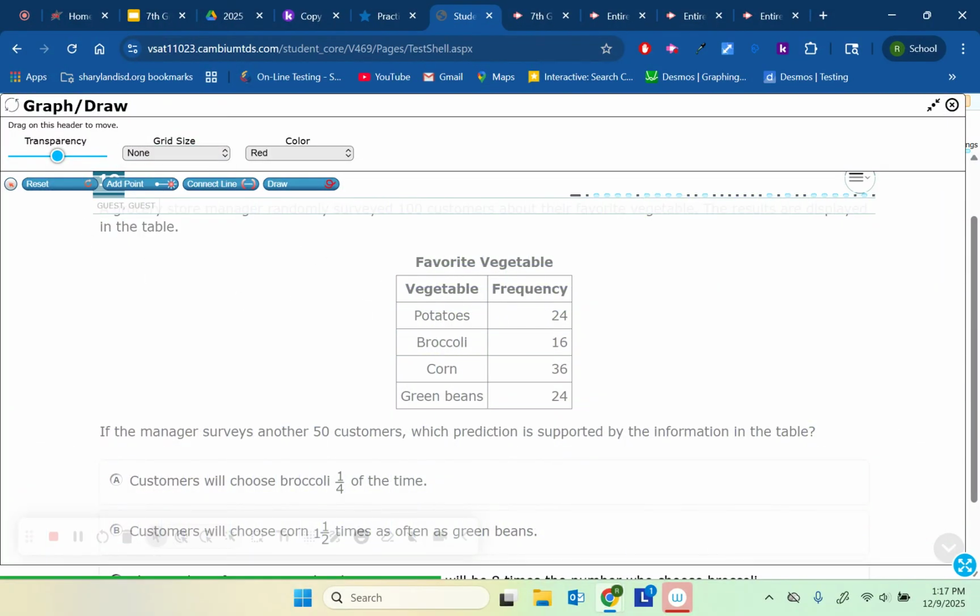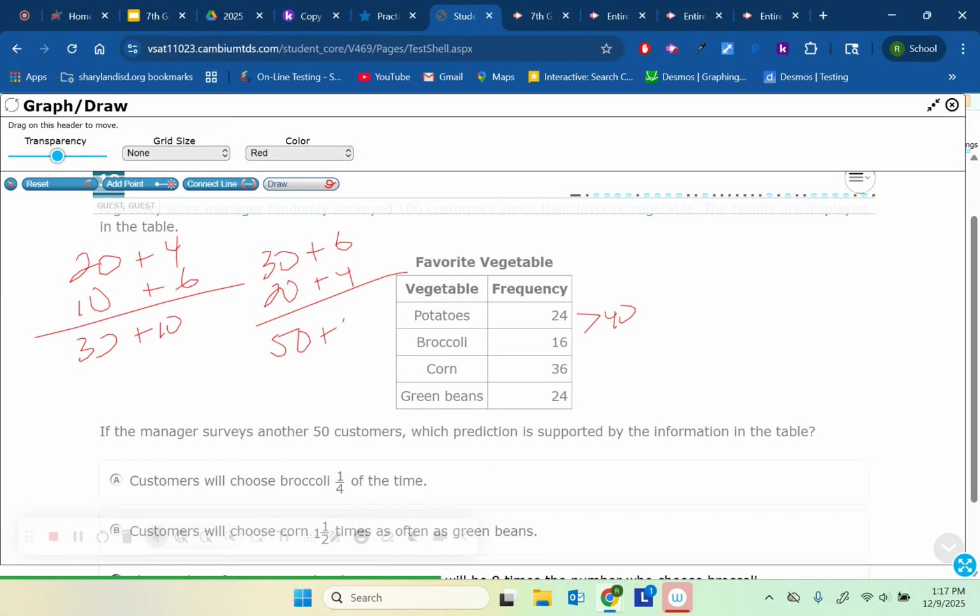I'm going to add 20 plus 4, 10 plus 6. That already right now is a 30 and a 10. So this adds up to 40. 30 plus 6, 20 plus 4 is 50 plus 10. That's 60. That gives me 100. Okay, so we're good. All right, so here we go.